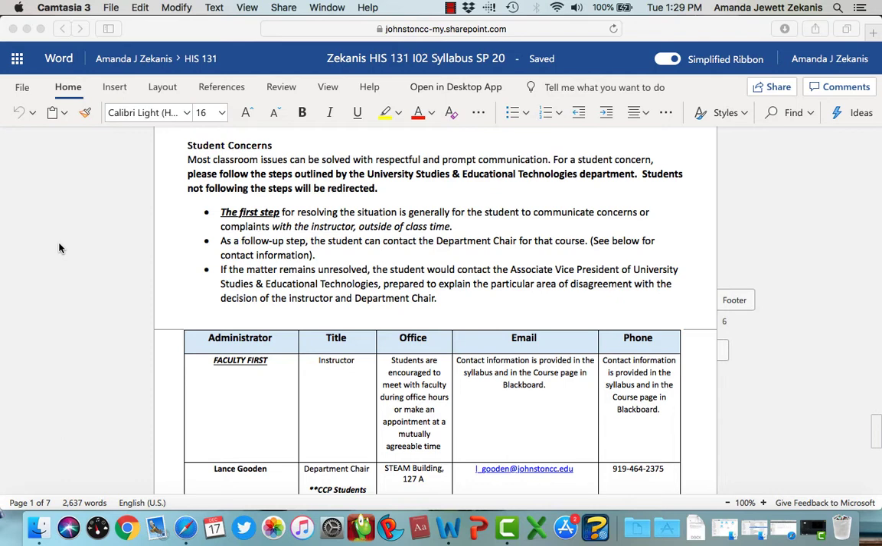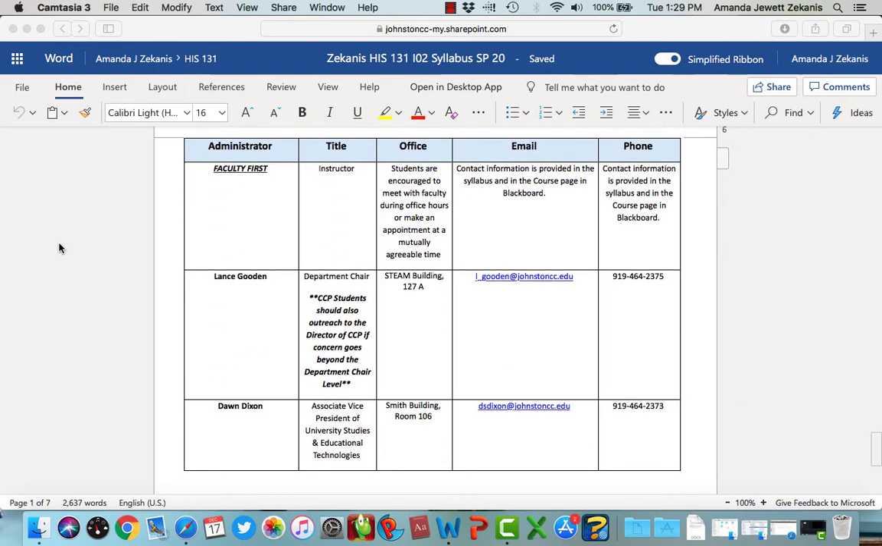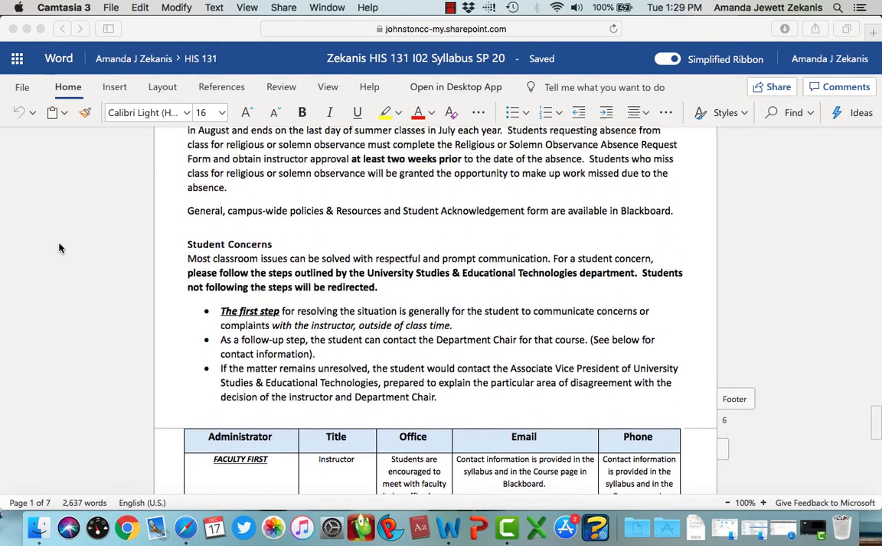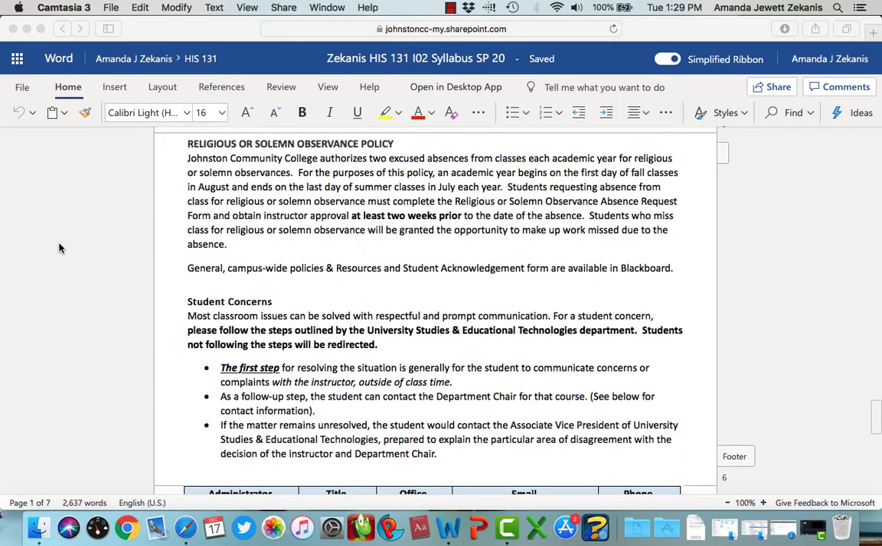If you feel like the issue is not resolved, or there's a big issue and you need to talk to somebody else, you can talk to my department chair, Lance Gooden. His information's on this chart. And so it's basically a hierarchical chart of what to do. So please contact me first if you feel that you can, and we can work through it. Misunderstandings happen, and hopefully that's the biggest problem we'll have in here, just a tiny misunderstanding. Hopefully we won't have it at all.